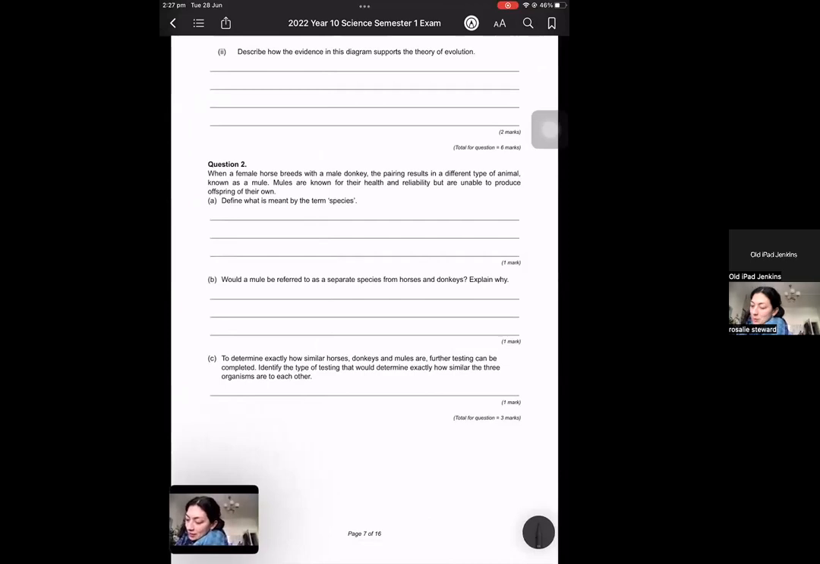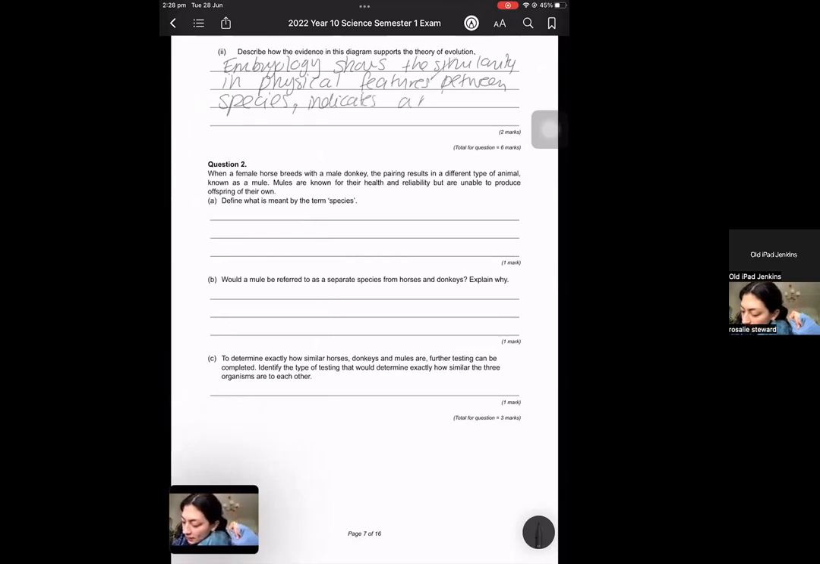Describe how the evidence in the diagram supports the theory of evolution. Okay, so now we're describing it. What we'd say here is embryology shows the similarity in physical features between organisms or species, I should say. So similarity in physical features, that's 1 mark there. And this indicates a recent common ancestor. That's 2 marks. So evolution is all about having recent common ancestors.